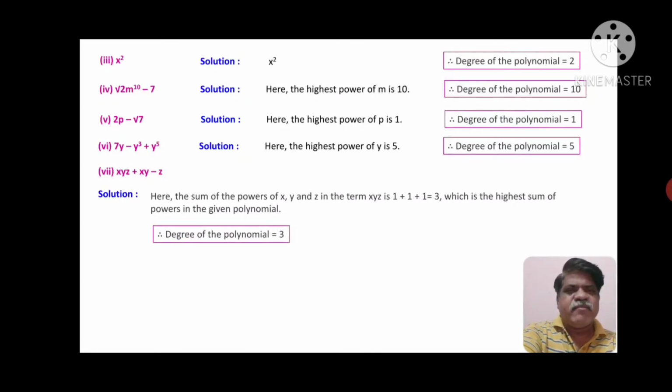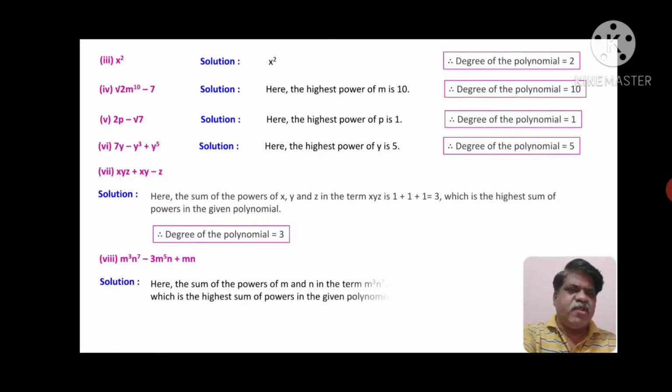Now the eighth one, m raised to 3 n raised to 7 minus 3 m raised to 5 n plus mn. Friends, here the sum of the powers of m and n in the term m cubed n raised to 7 is 3 plus 7, equal to 10, which is the highest sum of the powers in the given polynomial. Therefore, the degree of the polynomial is equal to 10.